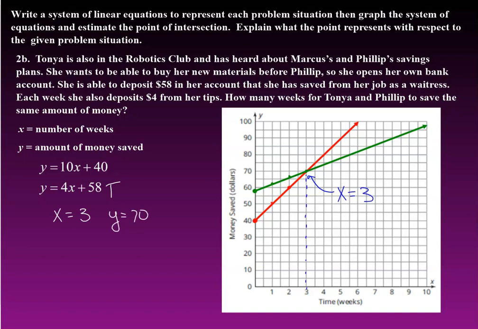All right, so this time, if you graphed it, hopefully you found that they intersected at (3, 70). And so what this means is after 3 weeks, they will both have saved $70.